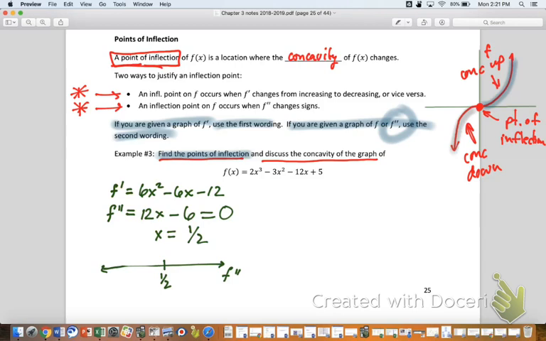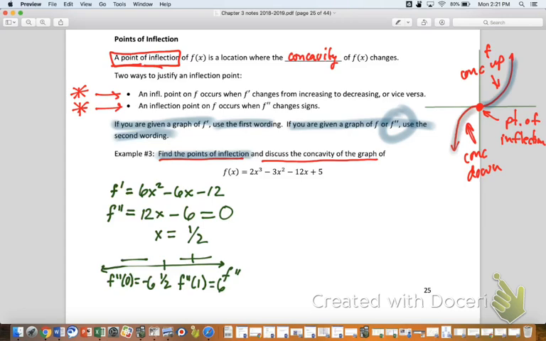And Anna, you suggested we test out which two numbers? 1 and 2. How about 1 and 0? You okay with that too? I always like to use 0 if I can. So I'm going to say f double prime of 0 equals what? -6. Yep. And f double prime of 1 would be 6. Okay, so f double prime is negative over here, and f double prime is positive over there.